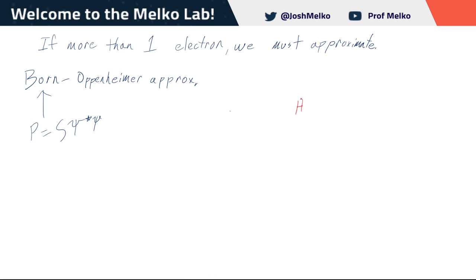And so what's going to help is to separate out my total Hamiltonian for a molecule to be made up of an electronic Hamiltonian plus a nuclear Hamiltonian. So this actually is separable for the following reason. The Born-Oppenheimer approximation goes like this.